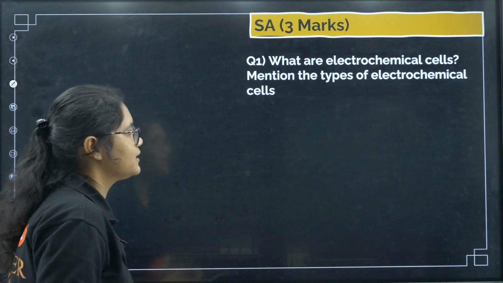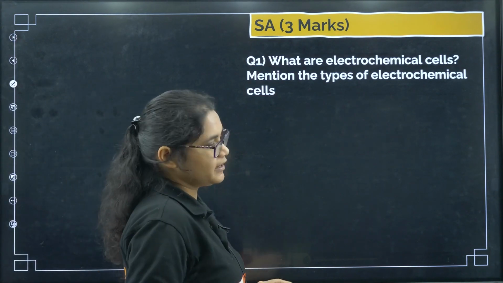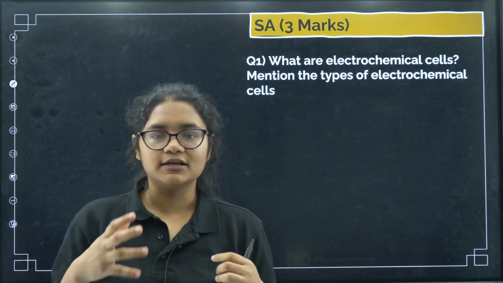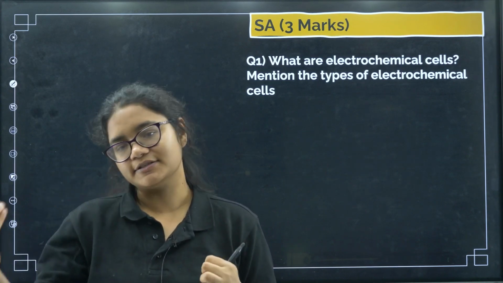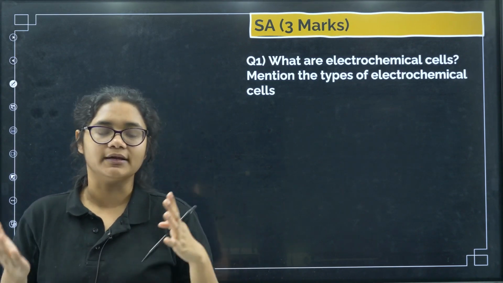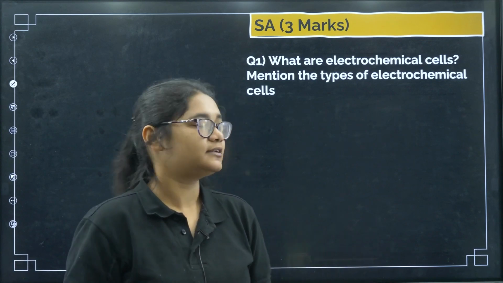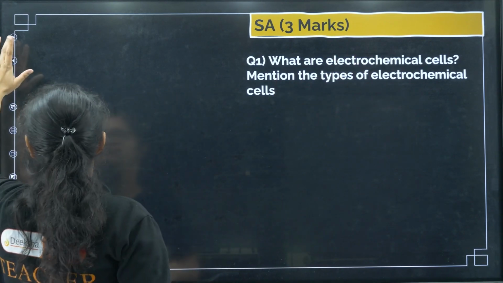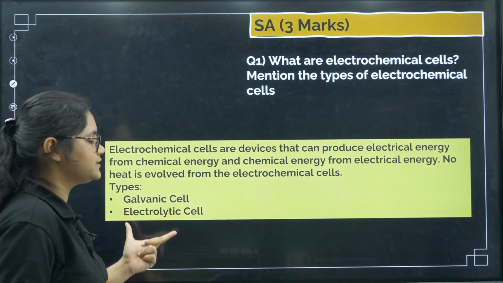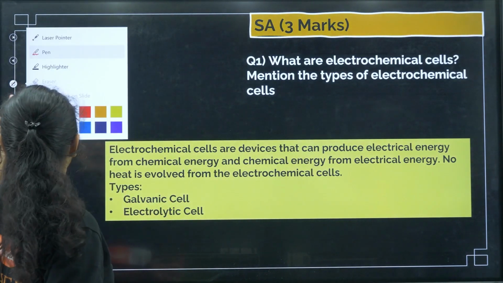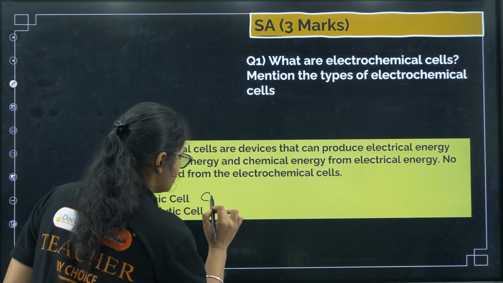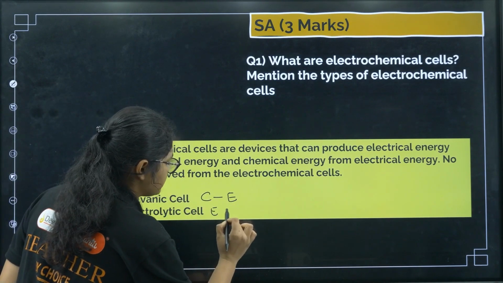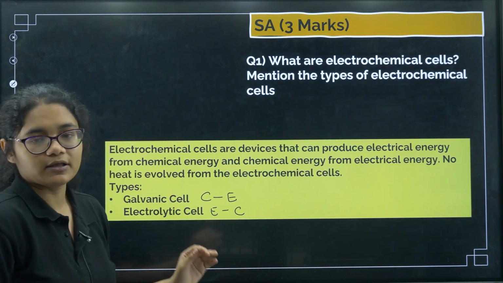What are electrochemical cells? Mention the types of electrochemical cells. A very basic question. Electrochemical cells are those cells where either electrical energy is converted to chemical energy or chemical energy is converted to electrical energy. From the name itself you can write down this answer. What are the types of electrochemical cells? You have galvanic cell and electrolytic cell. In a galvanic cell, chemical energy is converted to electrical energy. In an electrolytic cell, electrical energy is converted to chemical energy.